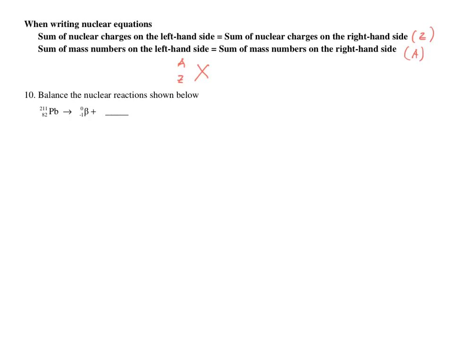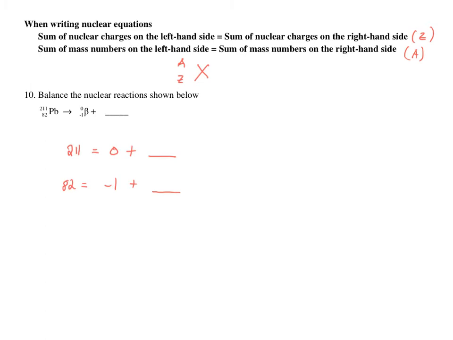When we balance nuclear reactions, we need to make sure the sum of the nuclear charges on the right-hand side and left-hand side match. These numbers correspond to the preceding subscripts, Z, and we have to do a similar thing with the mass numbers. The left-hand side must match the right-hand side, and here we're looking at these preceding superscripts, or what corresponds to the mass number. Let's apply these conditions to this example.